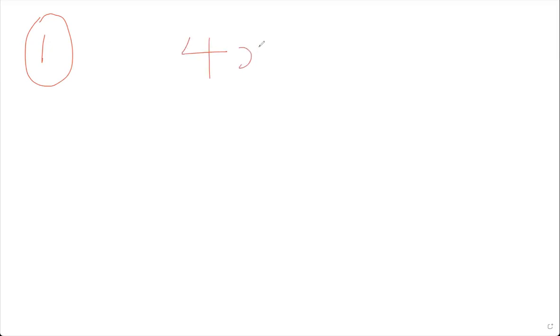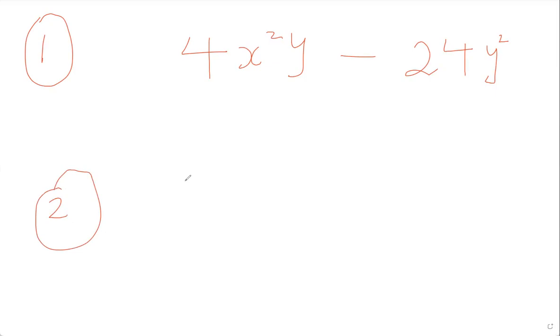So look at this one. What is 4x squared y minus 24y squared? Factorize that. Then the second one, factorize 3x squared minus 9. I'm going to pause the recording, then do it quickly. So look at it. Let's go to the next stage now.